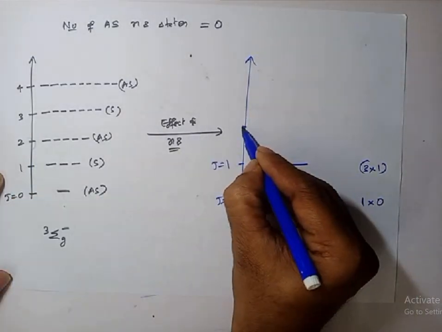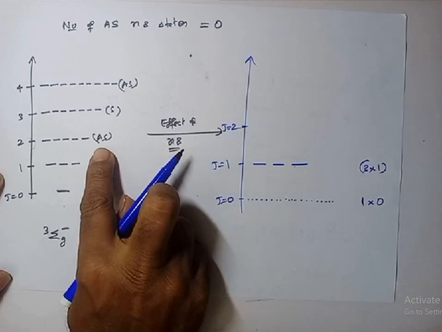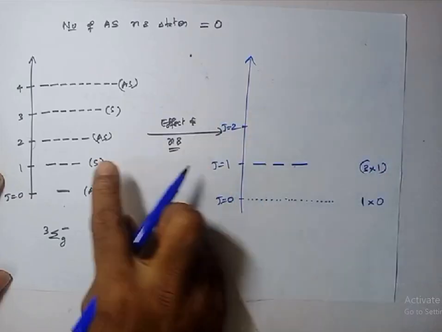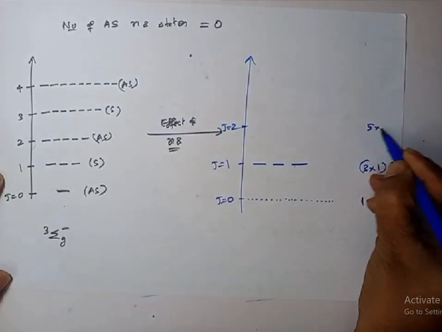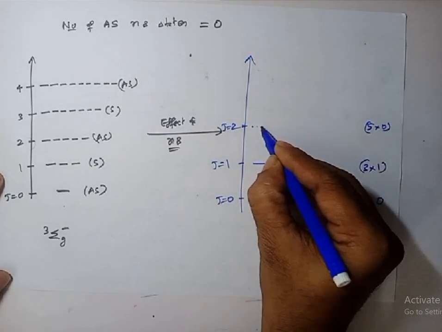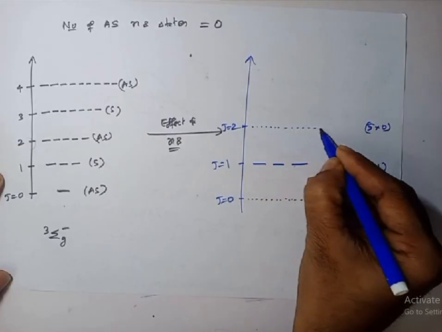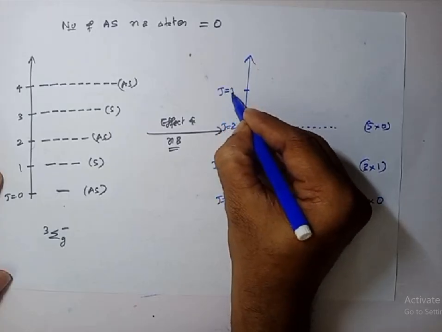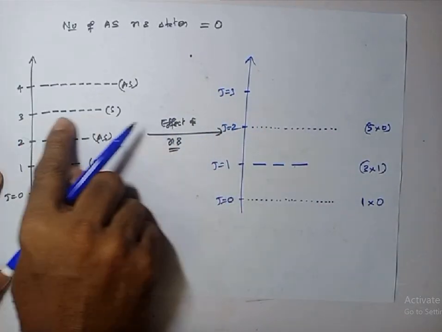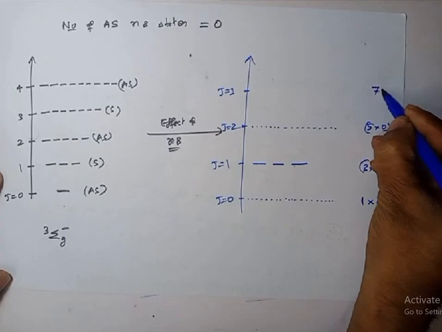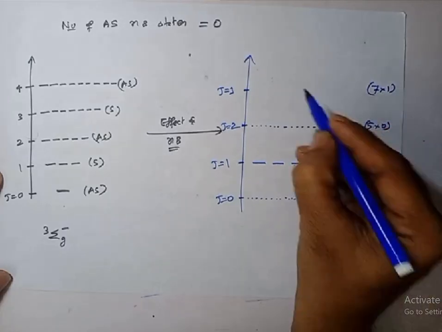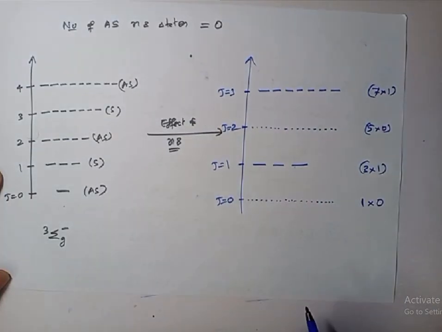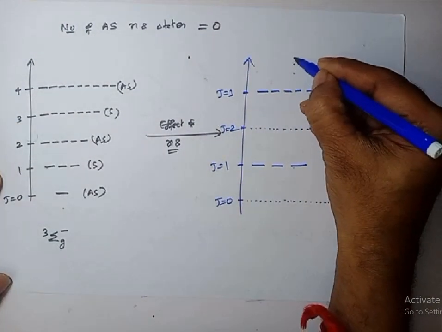Then J equal to 2. This is antisymmetric, so nuclear spin must be antisymmetric, and antisymmetric nuclear spin states is 0. So here I have 5 into 0 is 0. There are no states available in J equal to 2 level. Similarly, J equal to 3 level has 7 states, so 7 into 1 symmetric is 7. This is how it goes.